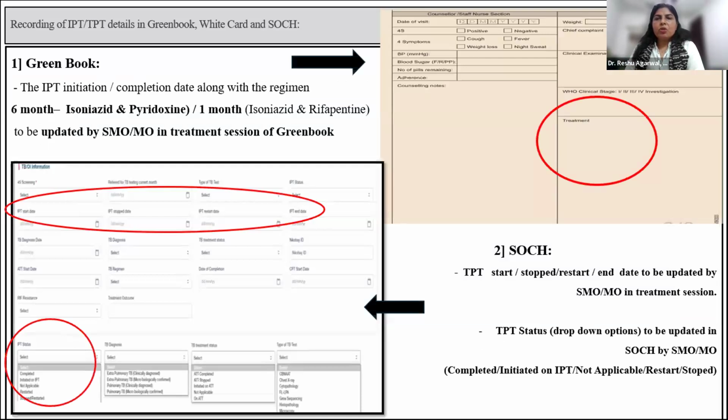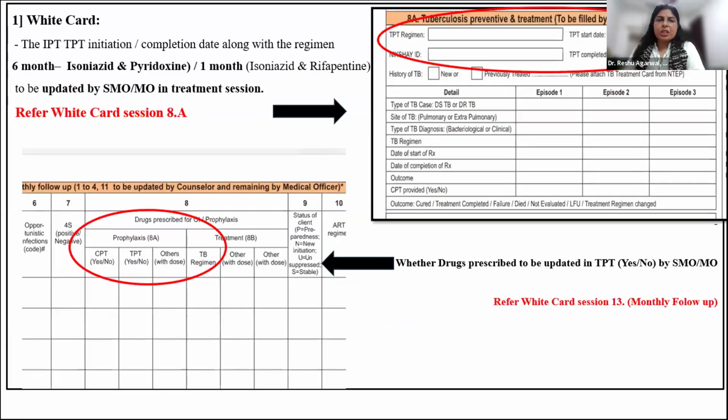Coming to recording and reporting. For IPT, you all know that you were doing the reporting in the green book. You were doing the reporting in the white cards, and these are the sections of the white card. In a similar way, the way you were doing the reporting for the IPT, you would continue to do the reporting for TPT now. The only thing is you will have to mention what regimen you are starting the patient on, and the follow-ups will be based on the regimen. If it is 1HP, the patient would be coming back to you after a month; for 6H or levofloxacin, it would still be 6 months, and for rifampicin, it would be 4 months. So you have to do the follow-ups accordingly, and those have to be documented in the white card and then reported in the SOCH as well.